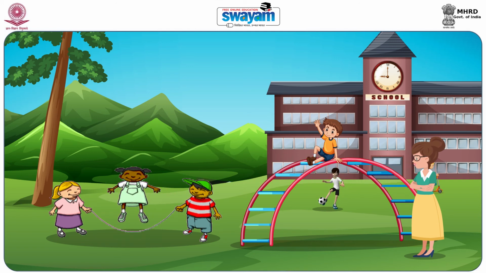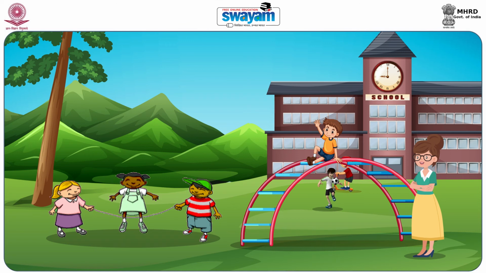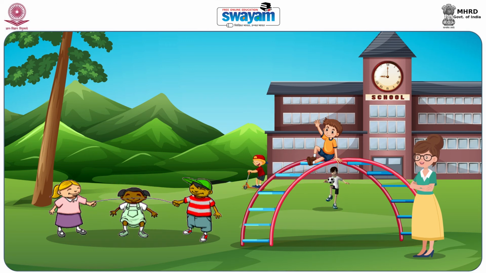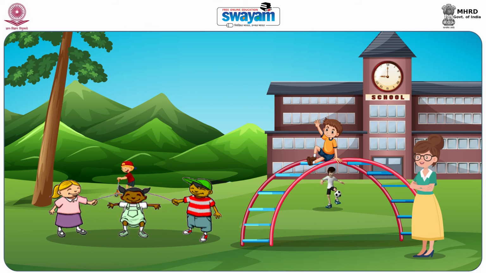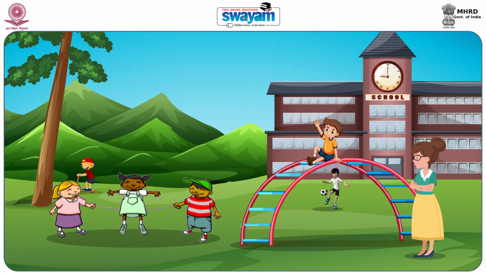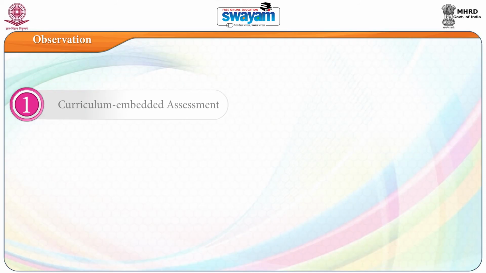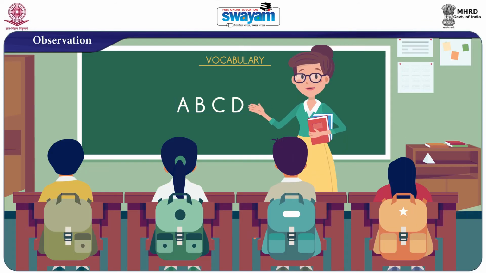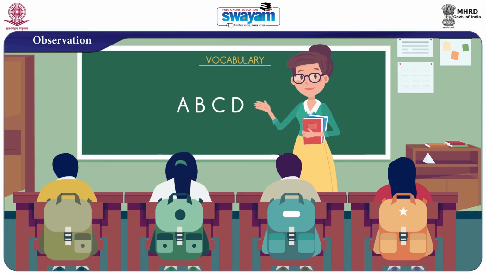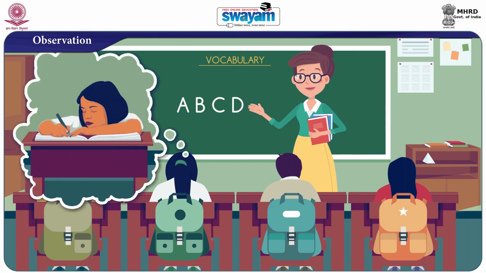Also, the process of observation used in both the formative and summative assessment is of two types. One is curriculum-embedded assessment and the other is play-based assessment. The observation procedure that is integrated into the curriculum as a routine activity rather than conducted as a separate process is called curriculum-based assessment. For example, a teacher observing a child while writing and assessing the child's difficulty in writing.